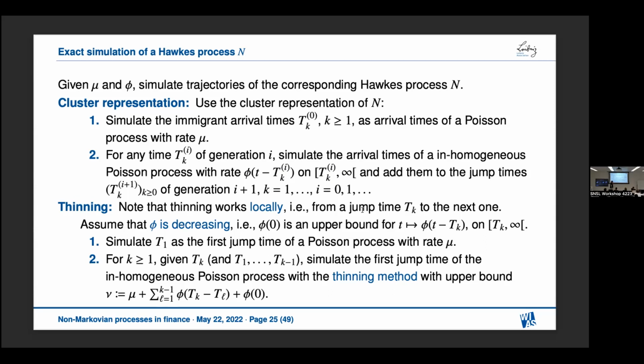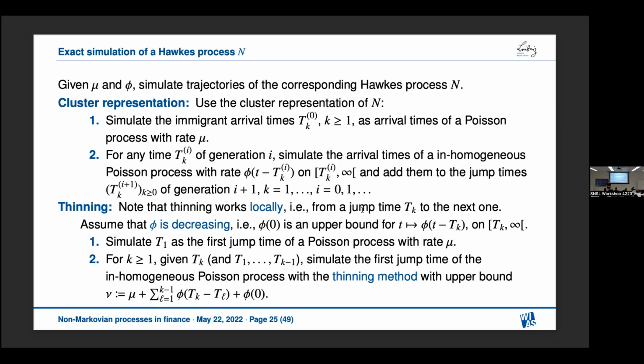And therefore, what you can do is the following. The first jump time is again the first jump time of a homogeneous Poisson process. We know what to do. And after that, given the history, we simulate the first jump time of an inhomogeneous Poisson process with the thinning method, with an upper bound given by the impact of the memory, the intensity at time tk. Okay, that's what's going on.